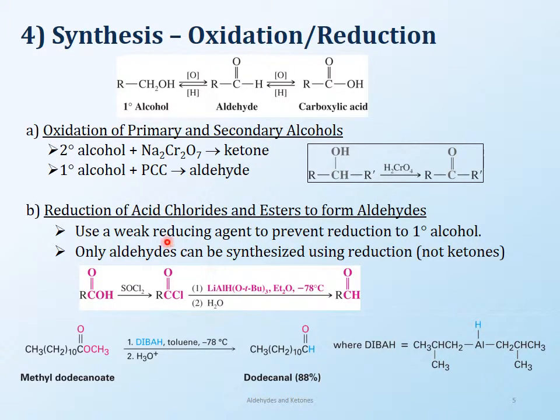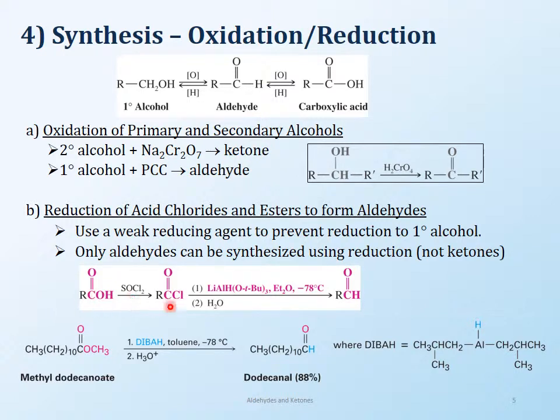So then the other part about reducing agents, or this process here for the reduction, is that only aldehydes can be made this way because ketones are found in the middle. Okay, so acid chlorides and esters, they are both terminal groups. So which means you can only make aldehydes. You can't really make ketones using the reduction process.